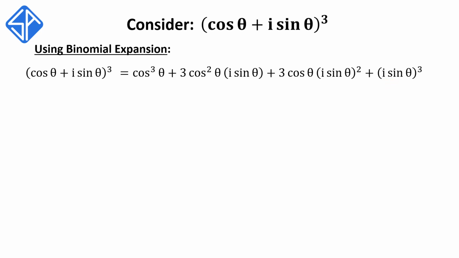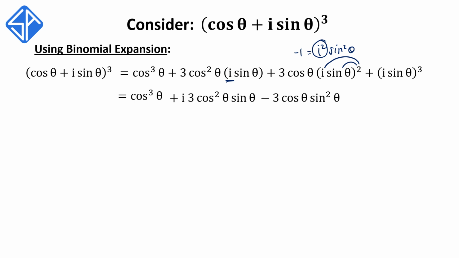We're now going to simplify it. The first term, cos cubed theta, will stay the same. The second term, I'm just going to bring the i out the front so that we get plus i times 3 cos squared theta sine theta. For the third term, the square applies to the i and the sine theta so that we get i squared times sine squared theta. And remember, i squared is equal to -1. So our third term reduces to minus 3 cos theta sine squared theta.